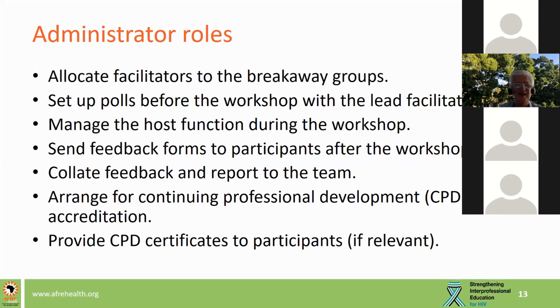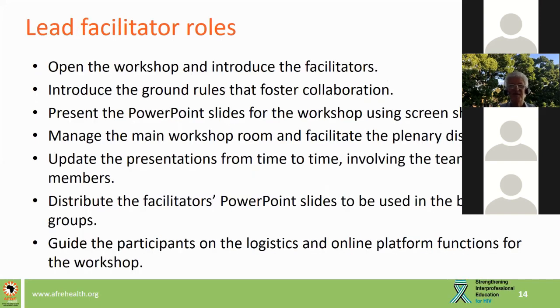So it's also about setting up polls, managing the host function, and organizing feedback. And finally, if you have CME or CPD credits, then it's about making sure that those are sorted out. Next slide.